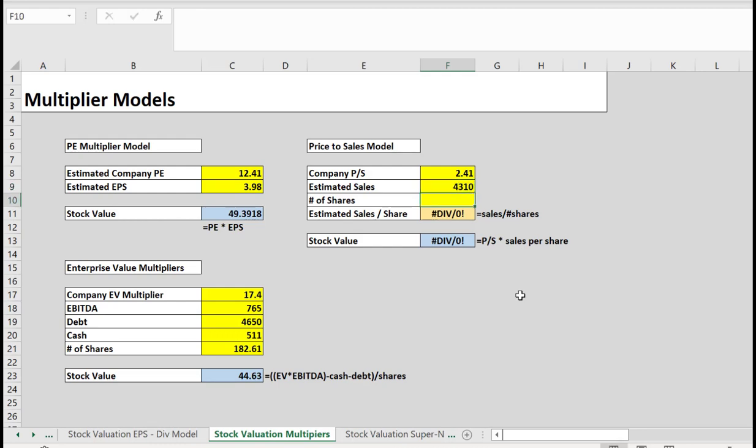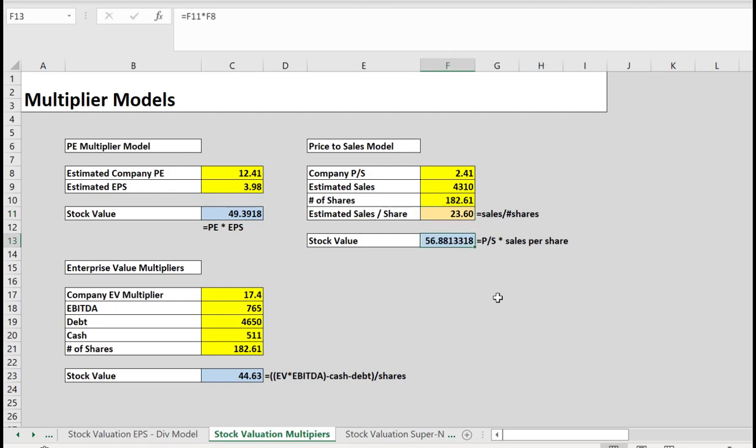$4,310. How many shares do we have? We have 182.61 shares. Type it right. We had that number down below. So this tells us the estimated sales per share. We estimate that next year to be roughly $23.60 of sales for every share.